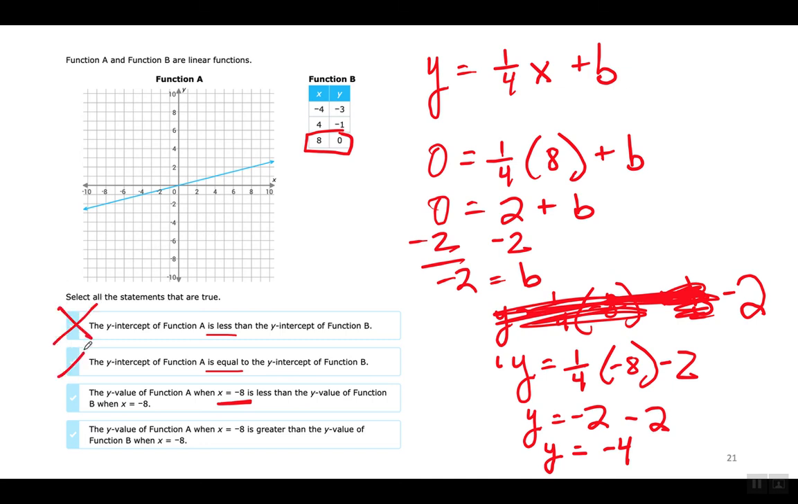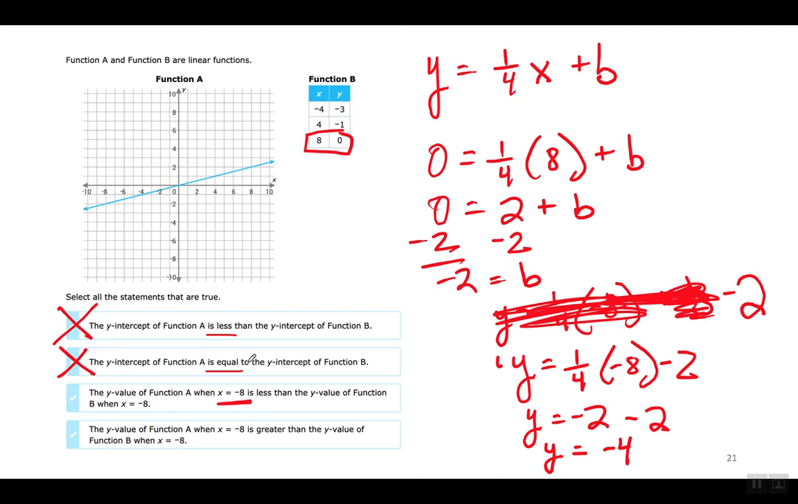Wrong and wrong. Okay, el y-intercept de función A es 0. Y eso es más grande que el y-intercept de función B, que es negativo 2. Así que ninguna de estas dos respuestas está correcta, porque la primera dice que es menos que y el segundo dice que es igual a.